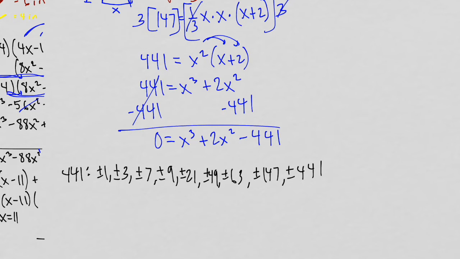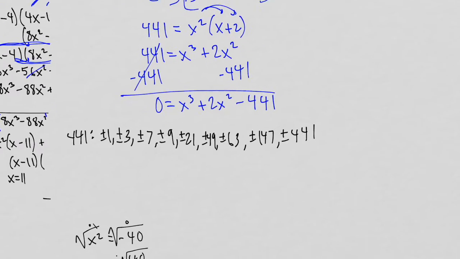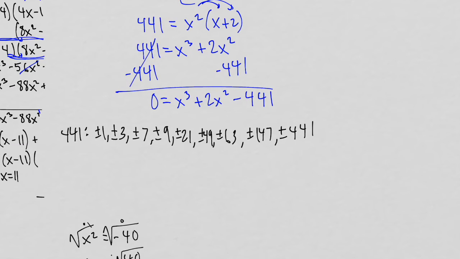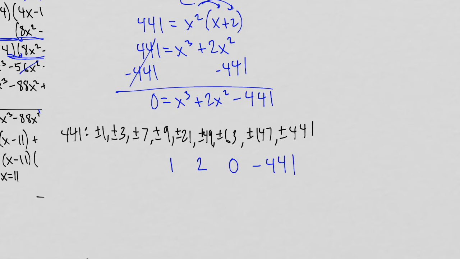Okay, so we're going to go ahead and start testing some of these. I am really hoping that it's one of the first ones, like plus or minus 1 or plus or minus 3, or else we're going to be testing for a while. Don't forget that this one has a 0 here, that's missing after the 2. So when we try synthetic division, we got to make sure we write that one in. So it's going to be 1, 2, 0, negative 441. Here we go. Just really hoping that it's 1 or negative 1.